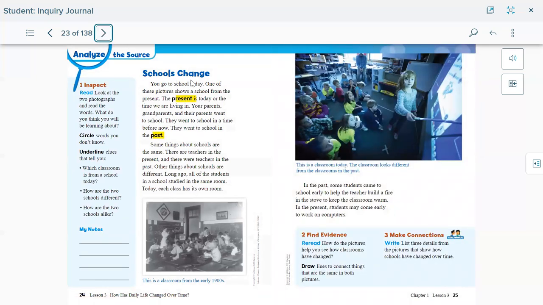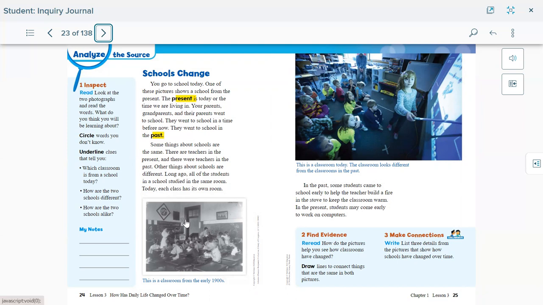All right. Schools change. You go to school today. One of these pictures shows a school from the present. The present is today, or the time we are living in. Your parents, grandparents, and their parents went to school. But they went to school in a time before now, which is in the past. Some things about schools are the same. There are still teachers in the present, and there were teachers in the past. Other things about schools are different.